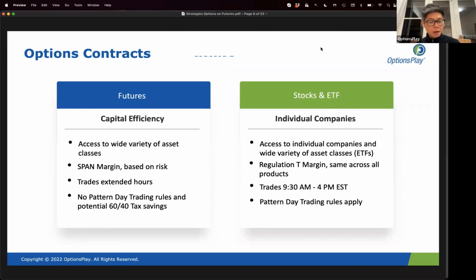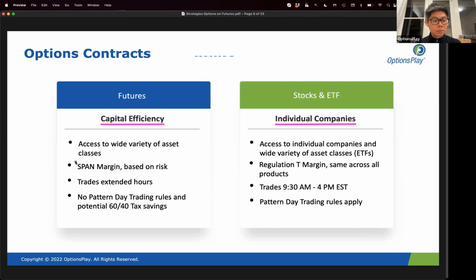So before we kind of dive into some of the volatility data, I want to talk a little bit about the difference between trading options on a futures contract versus options on a stock or ETF. So most viewers here are probably familiar with trading options on stocks or ETFs. You know, these are individual companies or ETFs or funds. Futures, you are many times trading more asset classes. You're not trading individual stocks or individual companies, but what you have access to is capital efficiency. So stocks or ETFs give you access to individual companies. Futures give you access to what we call capital efficiency.